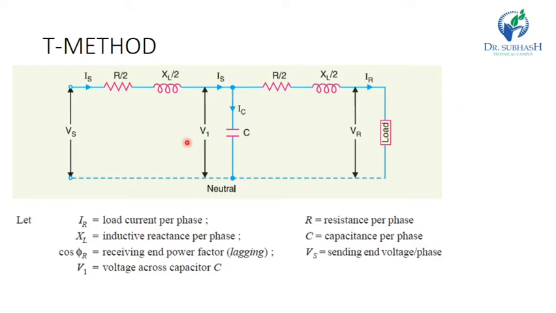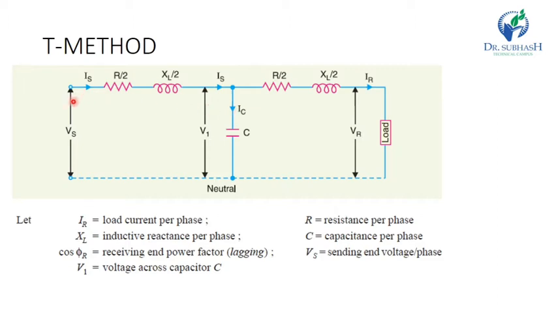Here we see that for the Pi condenser method, the capacitance is lumped near the receiving end side, but in the T method, the capacitance is lumped at the midpoint of the transmission line. We have seen in the figure that with the capacitance at the midpoint, the resistance and reactance of the transmission line will be half on both sides. So it looks like a T shape, so its name is the T method.